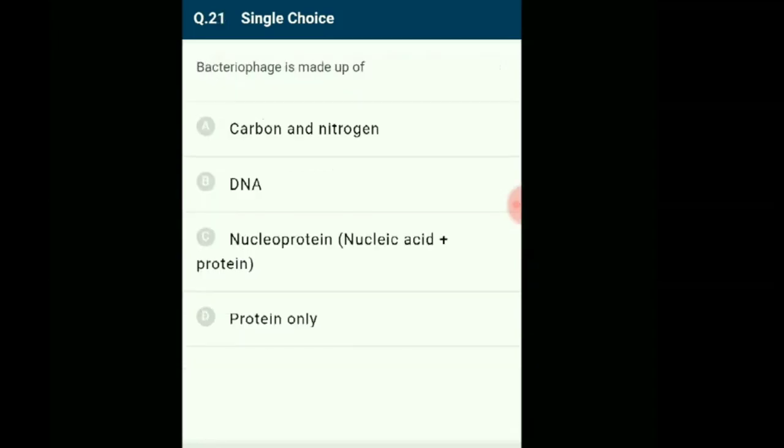Question number 21. Bacteriophage is made up of? Bacteriophage is a virus that infects bacteria. In its tadpole-like structure, DNA is found inside the protein head. Nucleoproteins are proteins, commonly called conjugated proteins, that are structurally associated with nucleic acids, either DNA or RNA. So the answer is option C. Nucleoproteins. That is the combination of nucleic acid and proteins.